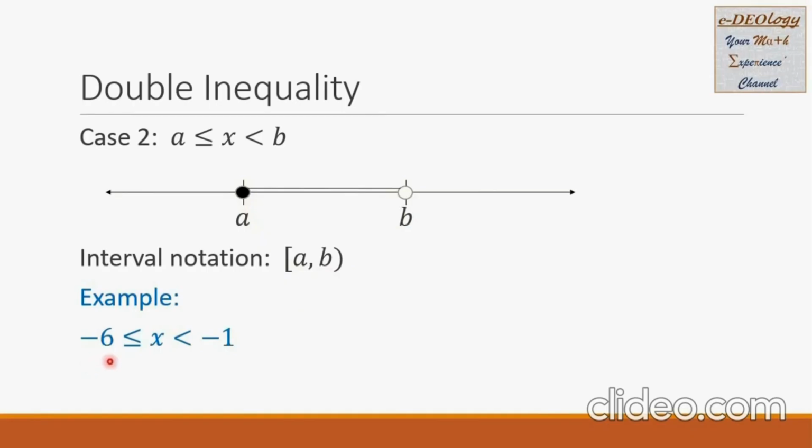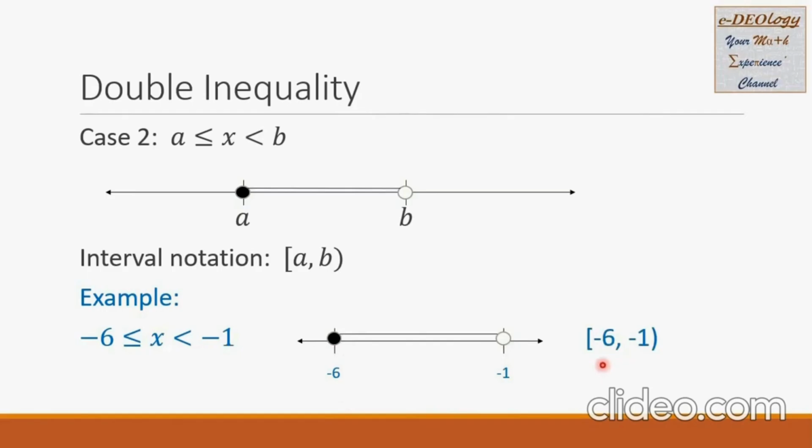Example, -6 is less than or equal to x, and x is less than -1. On the number line, the -6 is on the left side, the -1 is on the right. Then we will connect the two numbers, but the -6 is part of the solution. We put the solid dot. For the -1, we put a hole because -1 is not part of the solution.